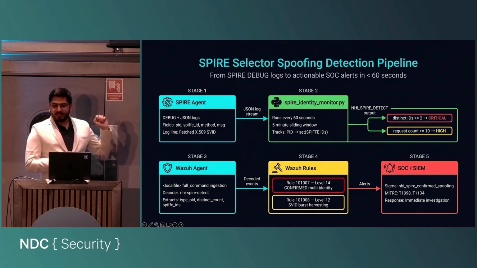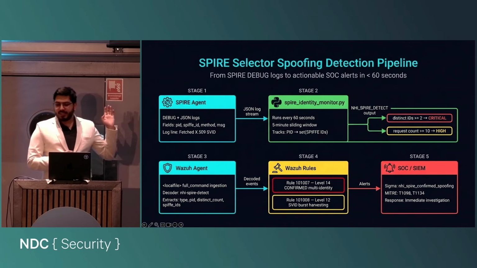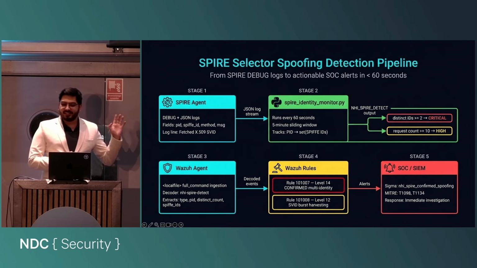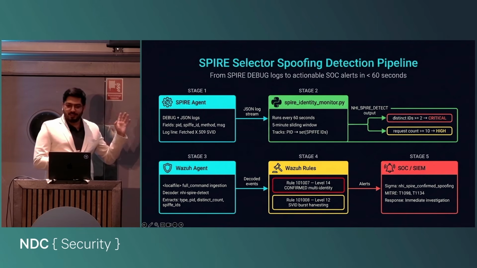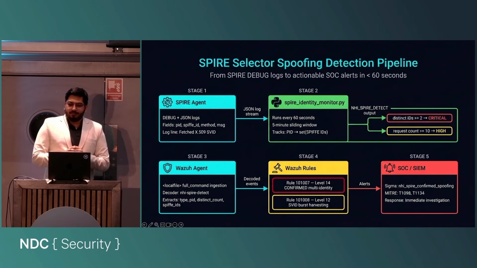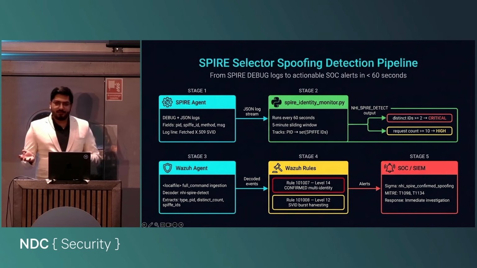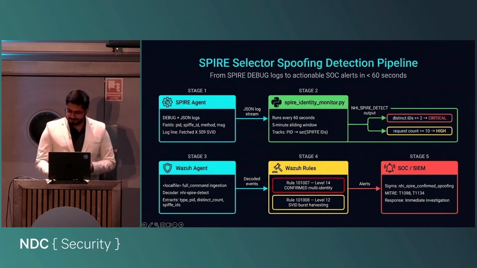And when a PID makes 10 plus SVID requests, that's credential harvesting. That's definitely not a healthy Kubernetes service. That's at level 12. And in under 60 seconds, we go from the log to an actionable SOC alert, preferably even straight to your ticketing service.